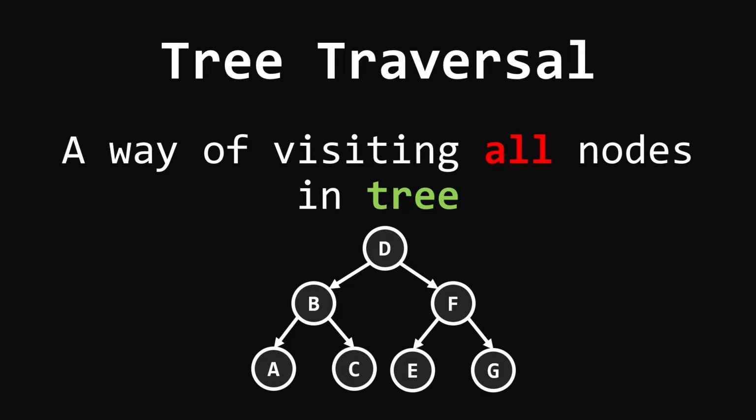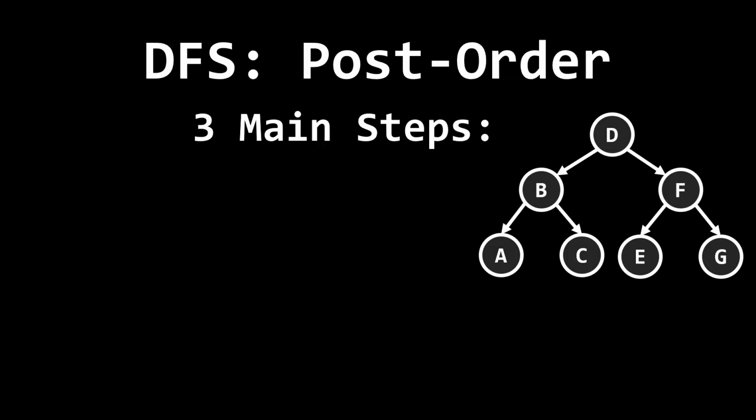This could mean that you're going through all the nodes and processing the data in some order, but as long as we visit all of the nodes in the tree, it would be considered tree traversal. Okay, so now let's talk about post-order DFS tree traversal.